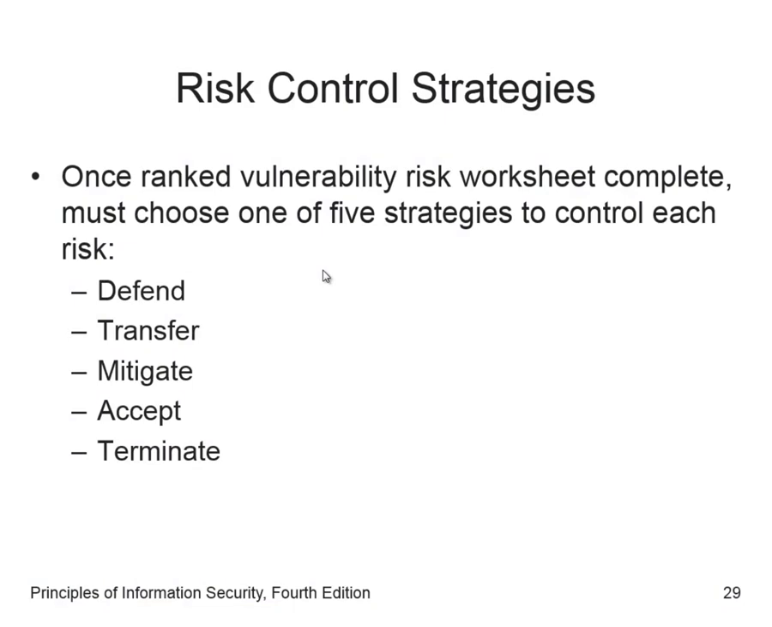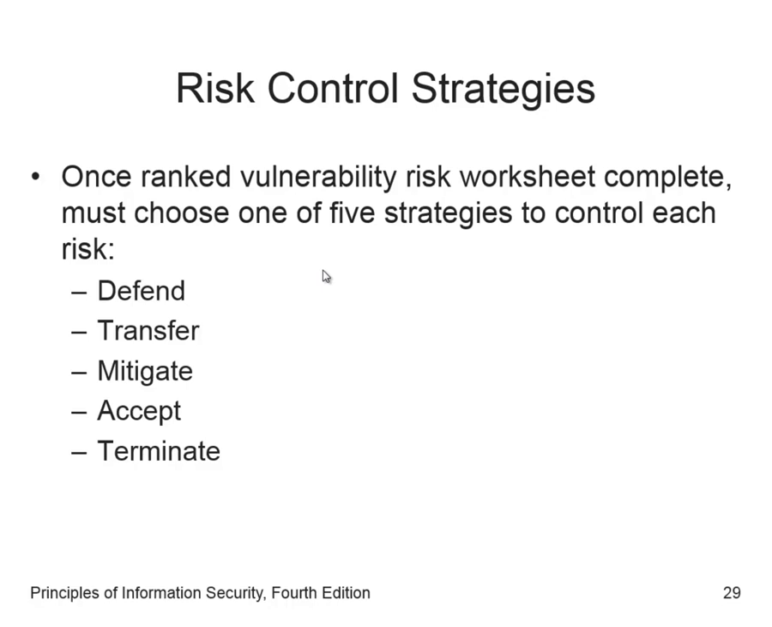In the last session, we addressed the process of identifying the organization's assets, the threats, and the vulnerabilities. Once the project team for information security development has created the ranked vulnerabilities worksheet, the team must choose one of four basic strategies to control the risks that result from these vulnerabilities. Of course, that will be supported and empowered by the upper management.